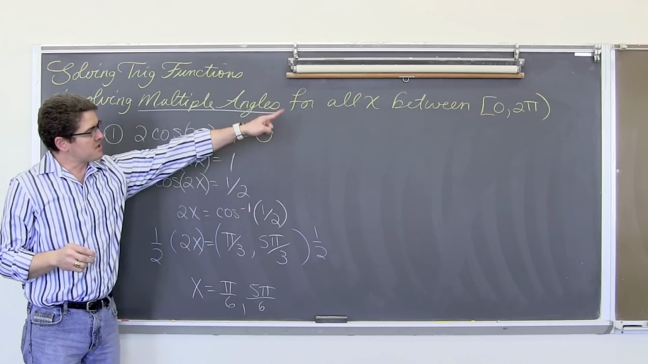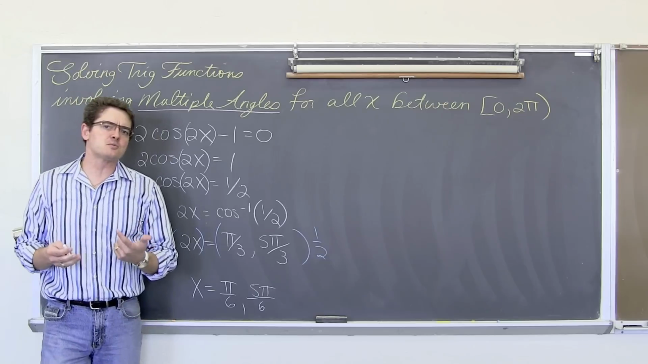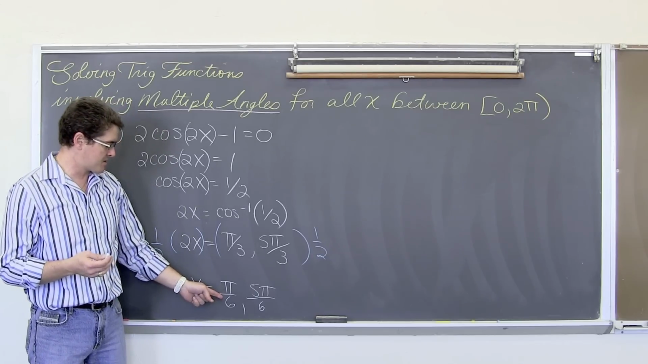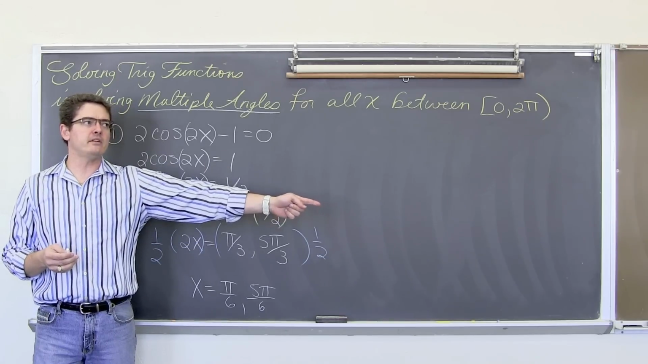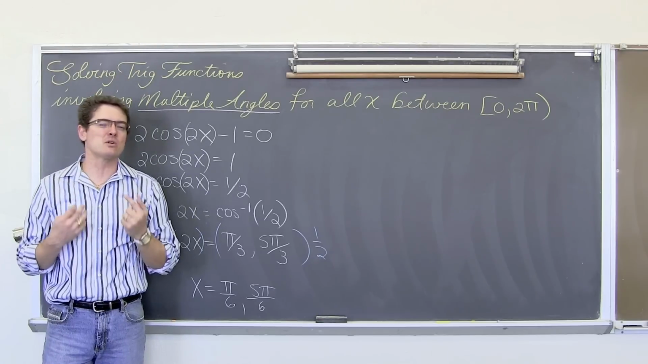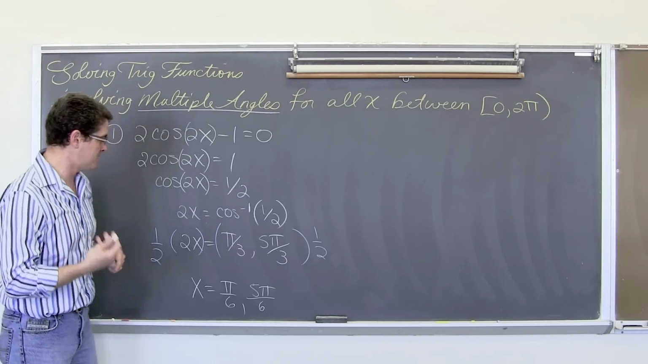So the direction said solve for x, and I want all my answers between 0 and 2 pi, but this is 30 degrees and this is 150 degrees. I haven't even made it halfway around the circle yet, so there might be some more possible answers, and indeed there is.